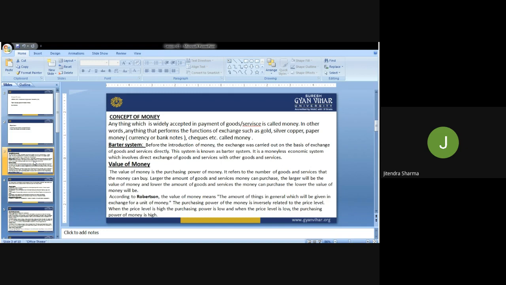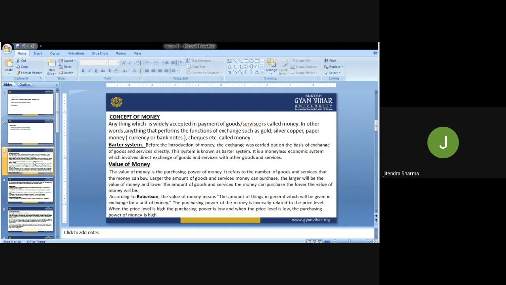In villages, we know that people work in the farms of big farmers, and in return, in the form of wages, they are given wheat or pulses or some clothes, something in compensation for the work they have performed. So here money is not there, but things or commodities are given against the work and the labor they have performed. It is a moneyless economic system which involves direct exchange of goods and services with other goods and services.